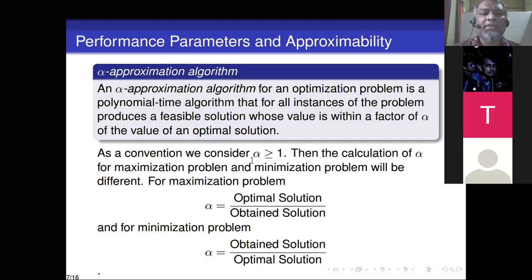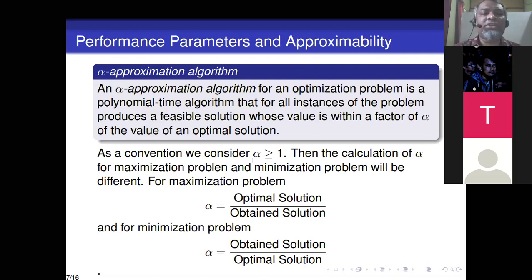Actually, for this alpha, there are several conventions. Sometimes it is less than one, and sometimes it is greater than one. It depends on the optimization problem, whether it is a maximization problem or a minimization problem. But as a convention in this course, we will consider that alpha is always greater than 1.